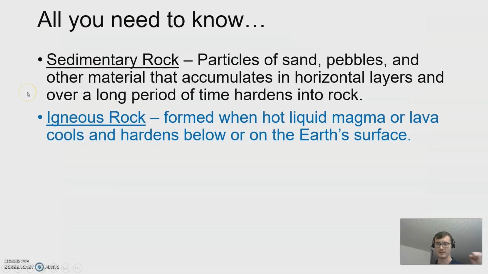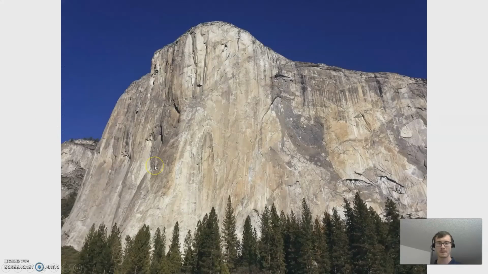On the other hand, you have igneous rocks. Igni, like ignite, these are born of fire, formed when hot liquid magma or lava cools and then hardens, below the Earth's surface, in some cases cooling in a magma chamber, or spewing out as lava onto the Earth's surface. Something like this, which you might recognize, is the granite Half Dome at Yosemite National Park.